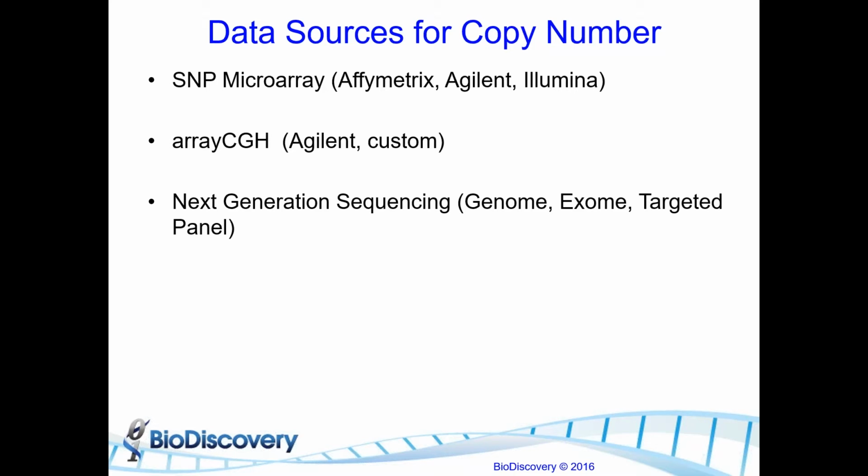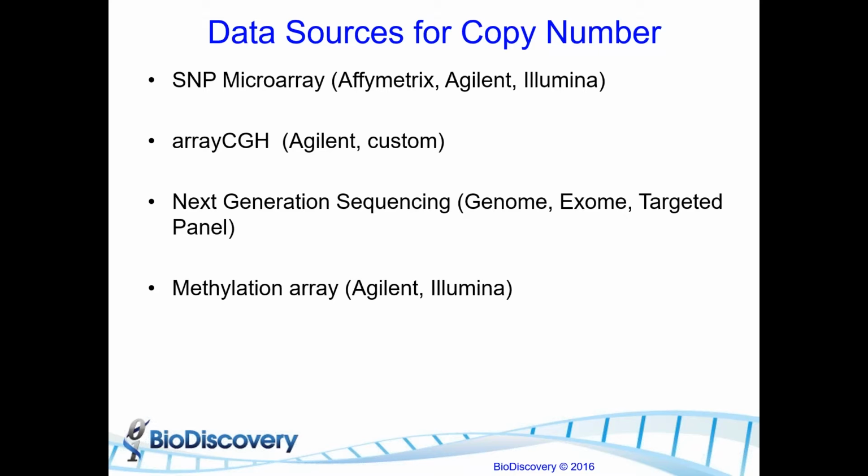We can also do copy number estimation using next-generation sequencing. This can be genome, exome, or targeted sequencing panel. And we can also use methylation arrays, which are available through both Agilent and Illumina as manufacturers. Again, with all of these, we can also use any sort of a custom array or capture as our source for the data. And we can use this for both constitutional or germline samples, as well as cancer samples.